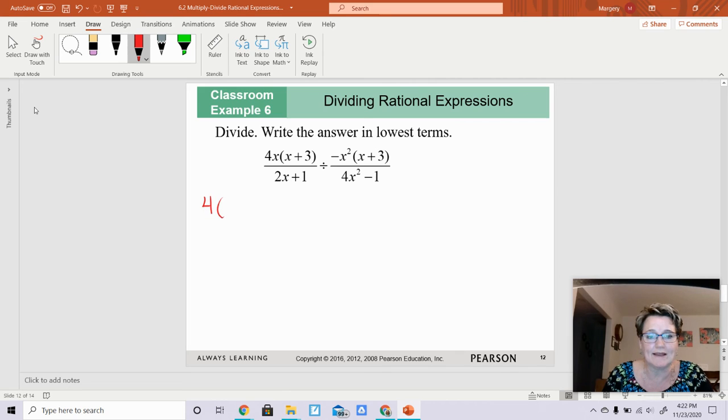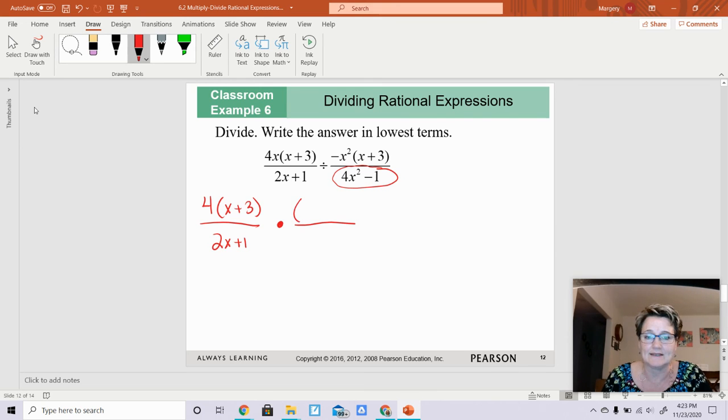I just rewrite the numerator exactly the way it looks. I rewrite the denominator exactly the way it looks, because there's nothing I can do with it. I change the division sign to multiplication. Now, this right here is actually a difference of squares. That means I can square root the first term, I can square root the last term. They're separated by a minus sign.